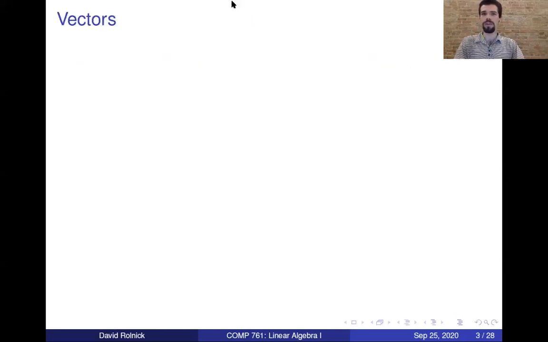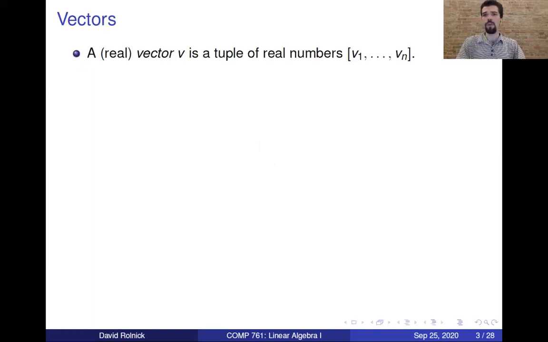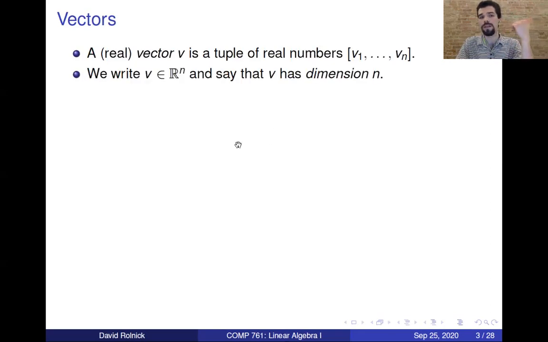So let's start out with vectors. What is a vector? So we're going to be looking at real vectors, so vectors over real numbers. A real vector is a tuple of real numbers. If the vector is v, then we often denote them with subscripts v1 through vn. We can write that v is in R^n, so the real numbers raised to the nth power, and say that v has dimension n.